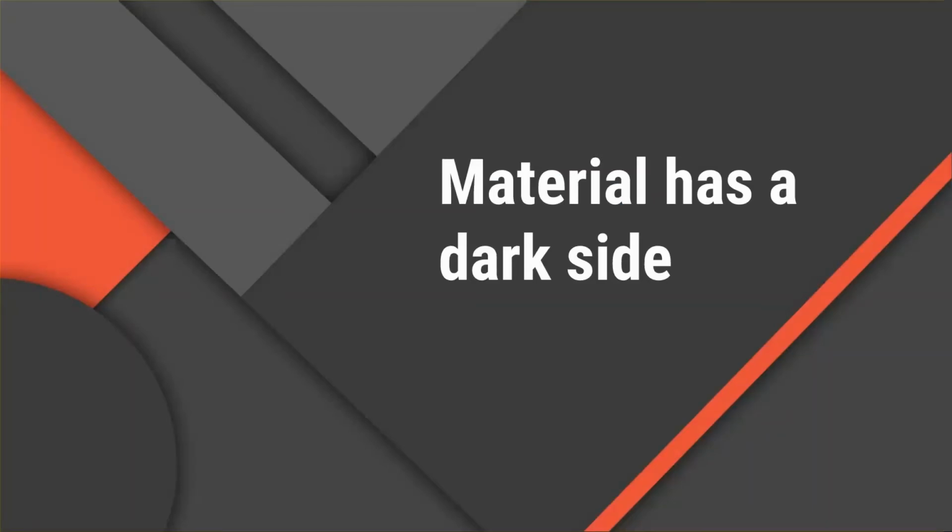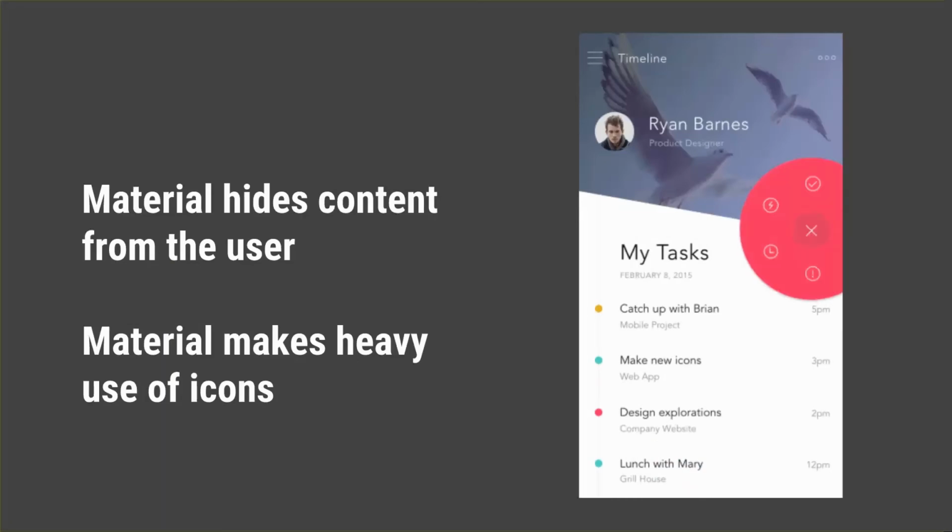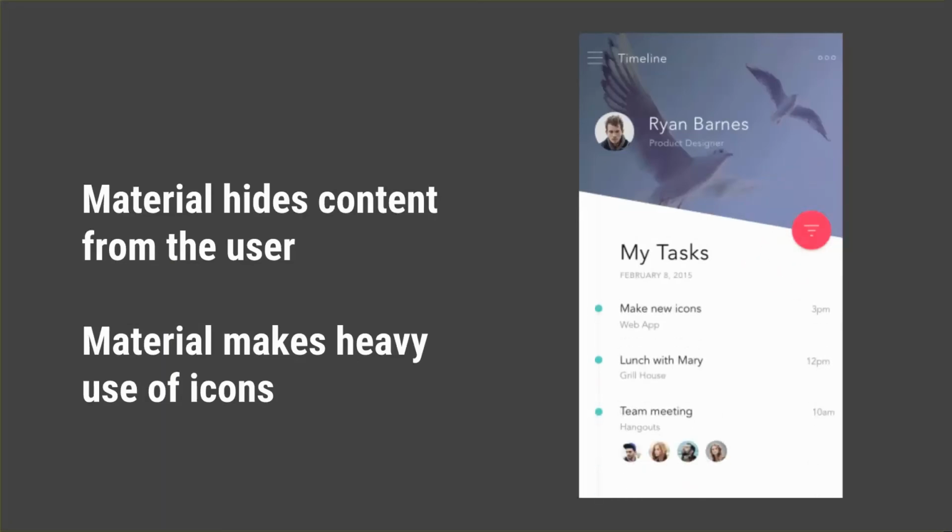Now, we've talked about material design, and I really love material design. Material design is very great, but it also has a slight dark side. Now, let's look at this dark side. So the dark sides, which are also good sides at the same time, in fact, are material design hides content from the user, and material design makes heavy use of icons. Now, what does that mean? Let's look at material hides content from the user.